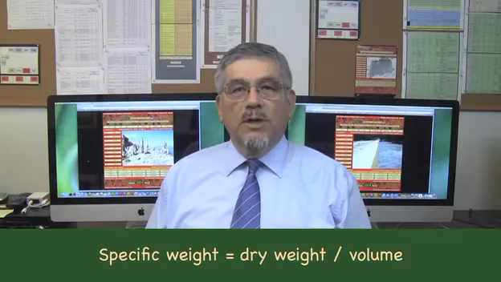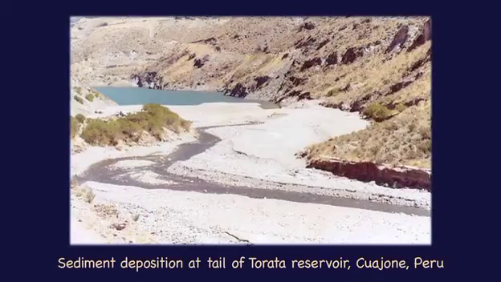The specific weight of a sediment deposit is the dry weight of sedimentary material per unit volume. The specific weight of a sediment deposit is always less than the specific weight of the individual particles. A knowledge of the specific weight of a sediment deposit allows the conversion of weight to volume. In particular, the specific weight of a sediment deposit is useful in studies of reservoir storage depletion by deposition of fluvial sediments.